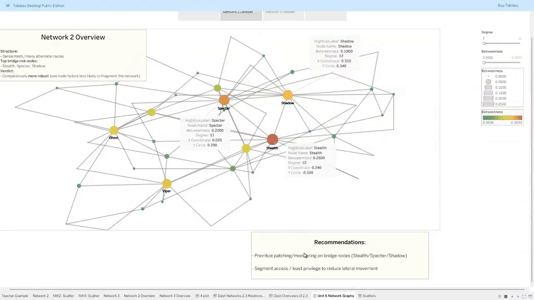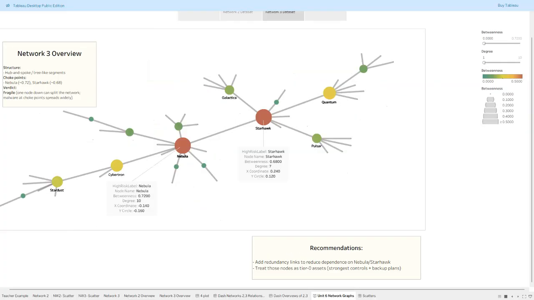For Network 2, my recommendations are: monitor and patch the bridge nodes first, and reduce lateral movement using segmentation and least privilege access. Next is Network 3. Network 3 has a very different shape. It looks more like a hub and spoke, or a set of tree-like segments.